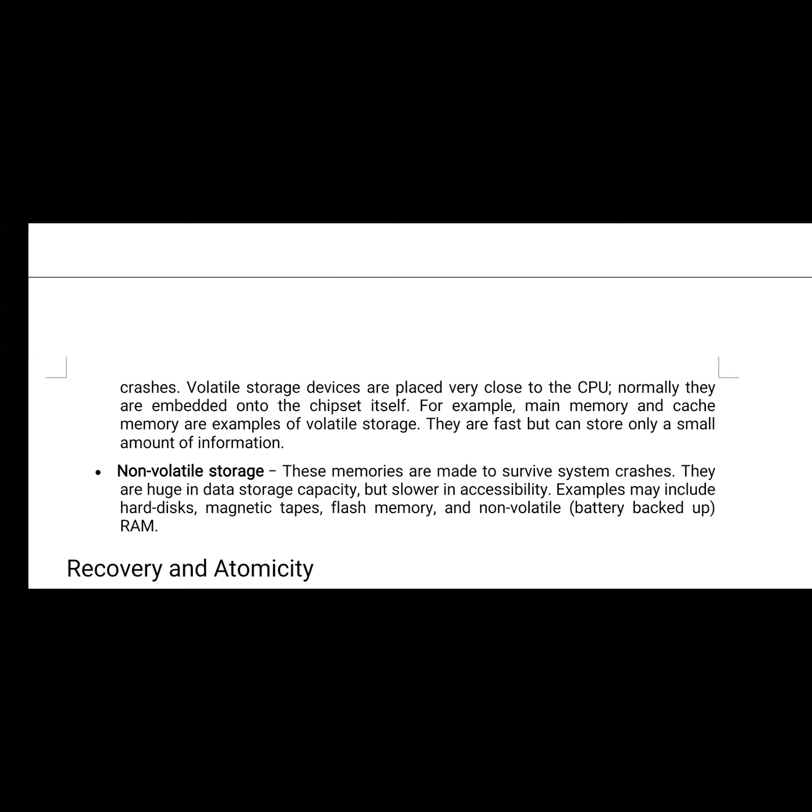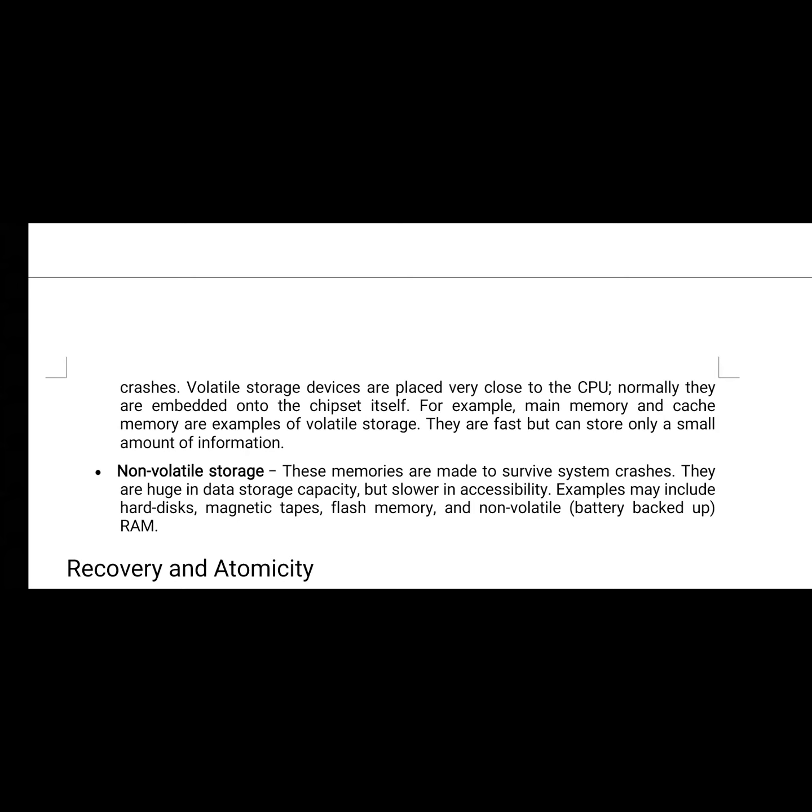Next one is non-volatile storage. These memories are made to survive system crashes. They are huge in data storage capacity but slower in accessibility. That means they can store a very large amount of data, but we can't access it easily. Why? Because the sizes are very high, but the speed of retrieving data is very low.